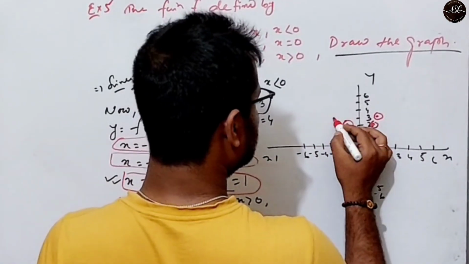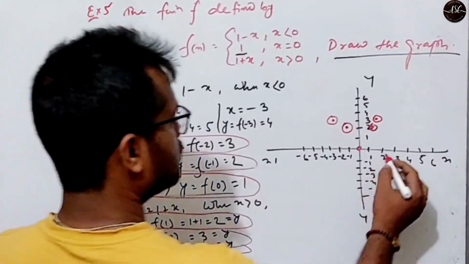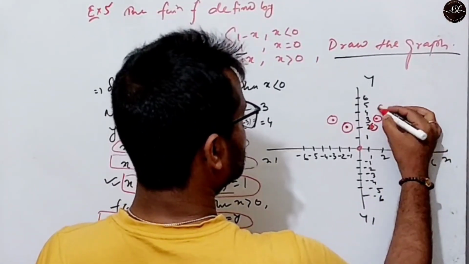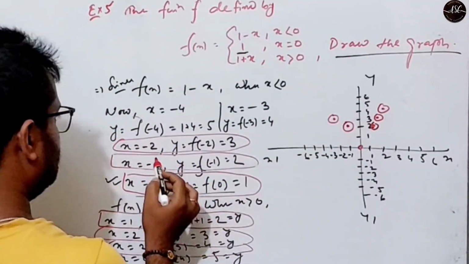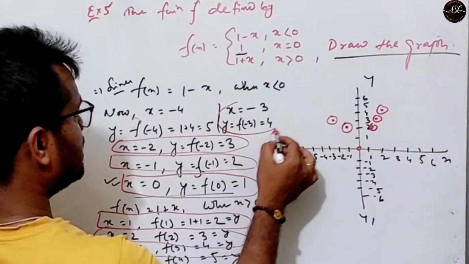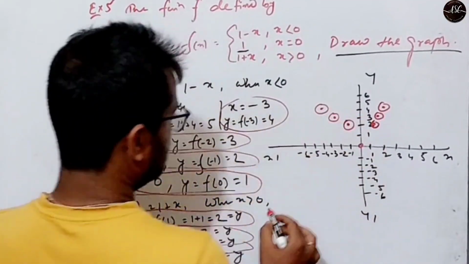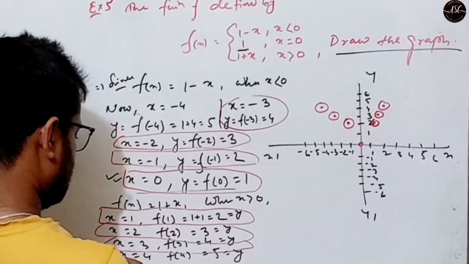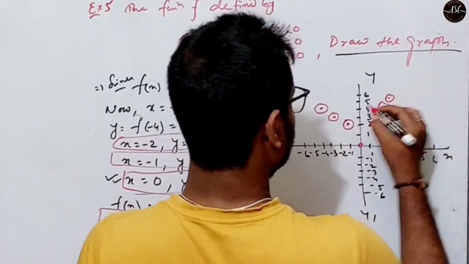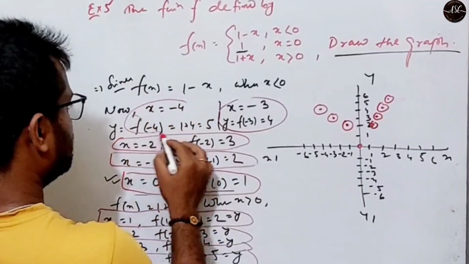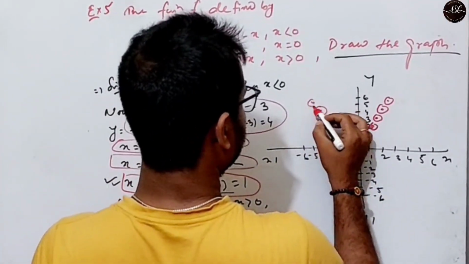This point. Okay. X equal to 3, y equal to 4. That means this point. X equal to minus 3, y equal to 4, this point, and lastly x equal to 4, y equal to 5, this point, and x equal to minus 4, y equal to 5, this means this point.